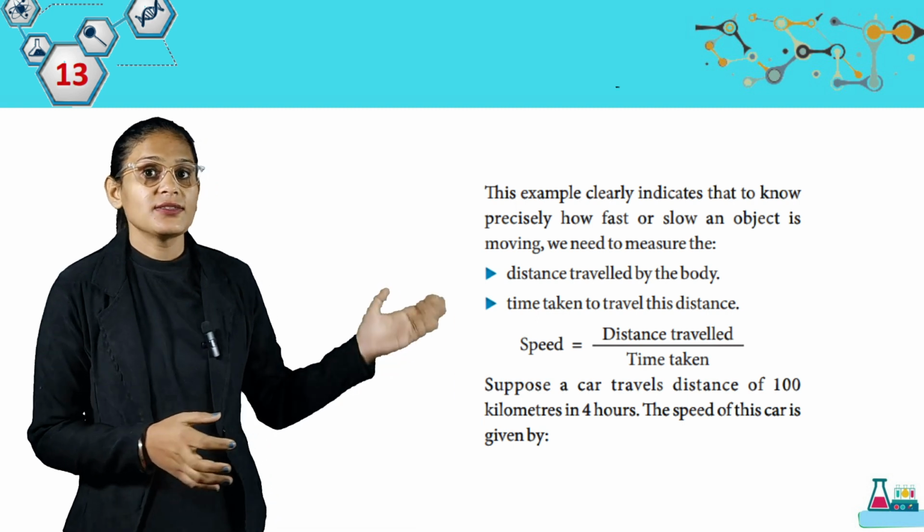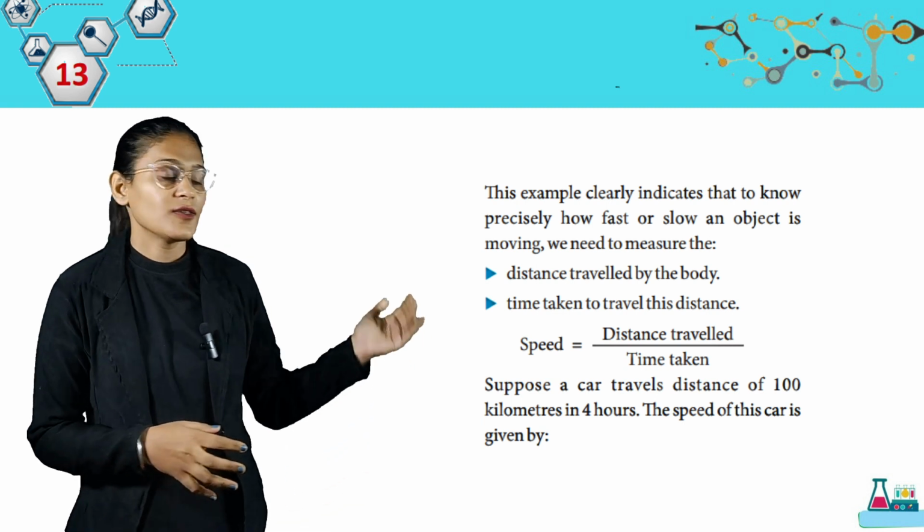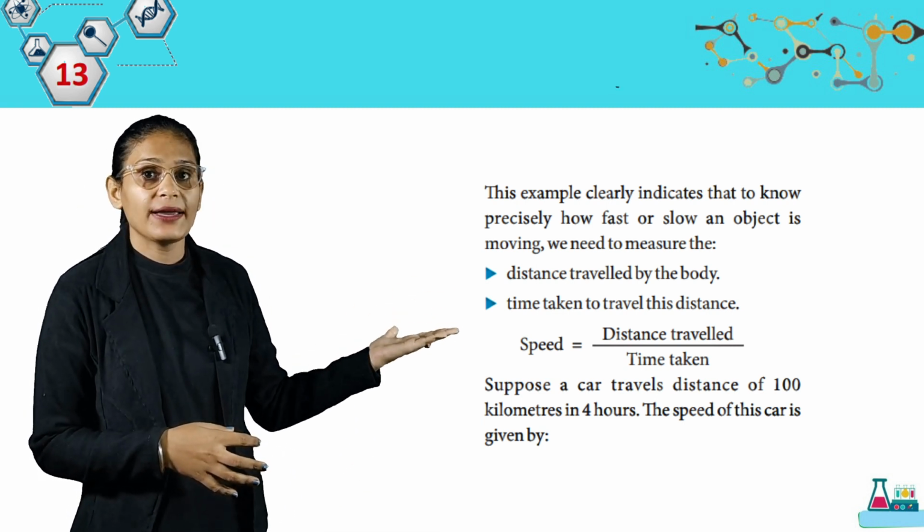measure, first, the distance traveled by the body, and second, the time taken to travel the distance. Here, speed is equal to distance traveled divided by time taken.